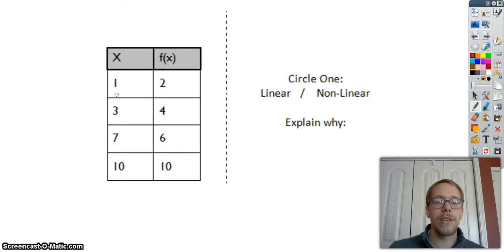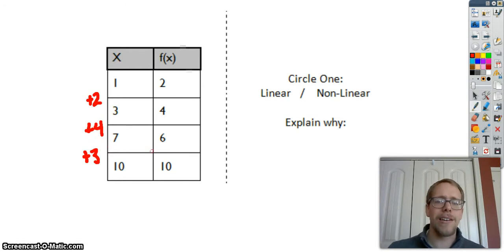Well, 1 to 3, what's the difference there? Well, the difference is 2. Added 2. How about 3 to 7? Well, notice that's a jump of 4. And notice 7 to 10, well, that's a jump of 3. So I do not have a constant increase here, or a constant rate of change in my input values. Well, that doesn't necessarily tell us it's nonlinear quite yet.